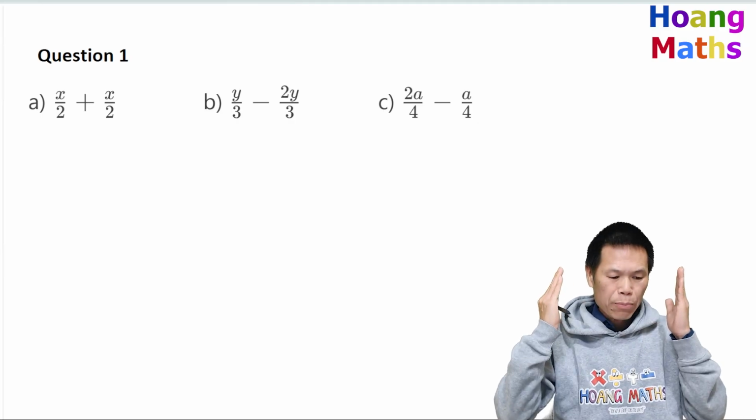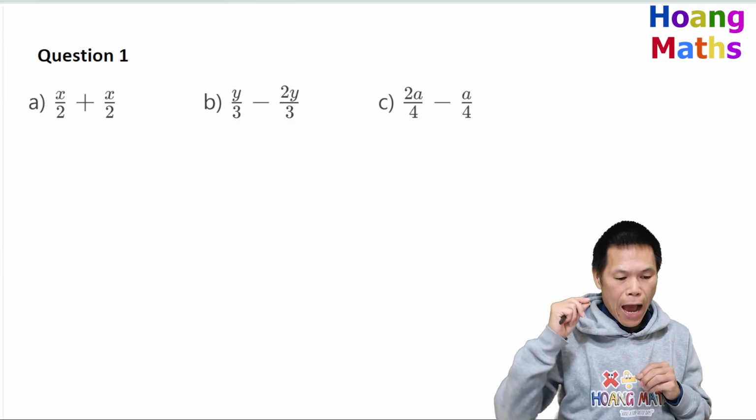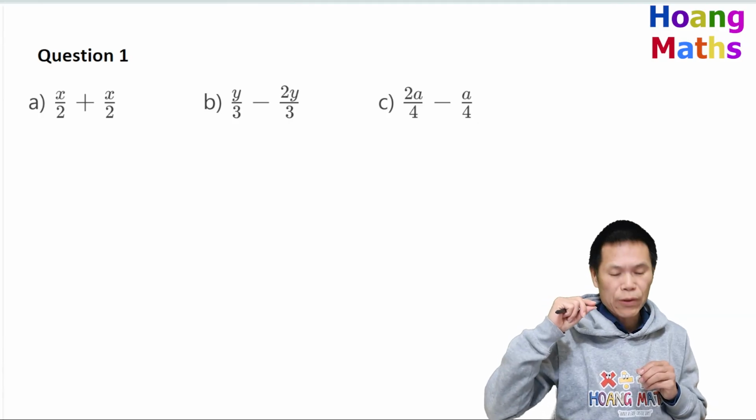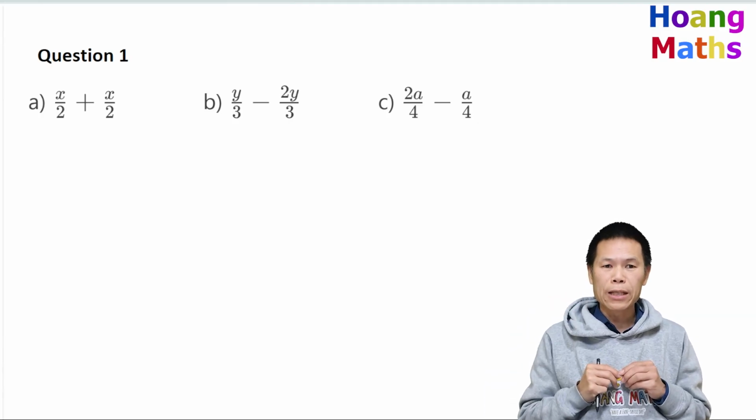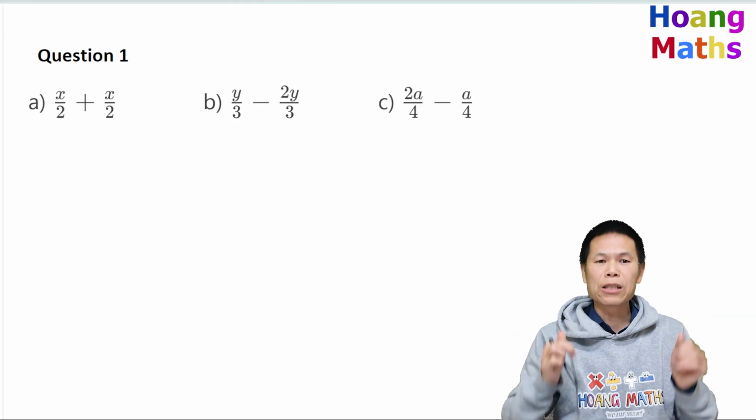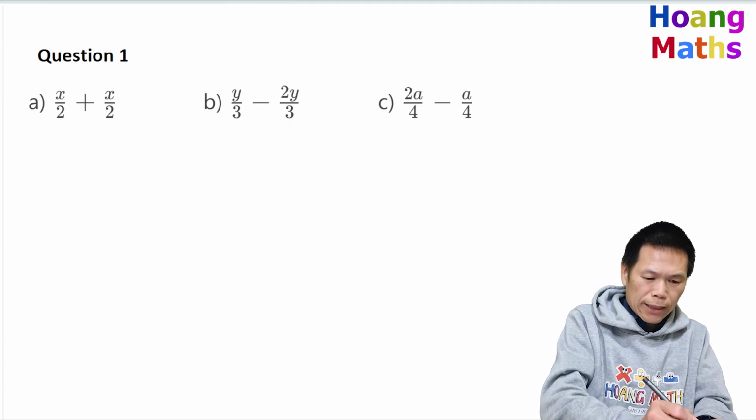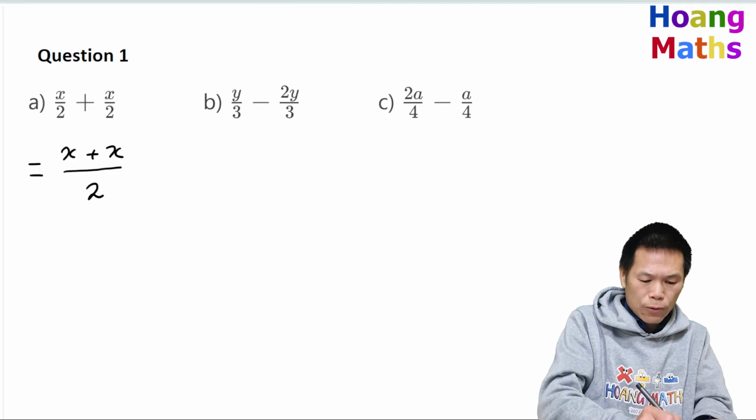So for example, part A. A half of x, we add a half of x. So therefore, we have the same denominator. So we can just write it as one fraction first, if you like. So it's easier. So that is exactly the same as x plus x over 2.